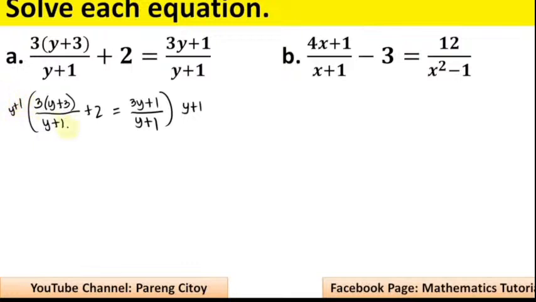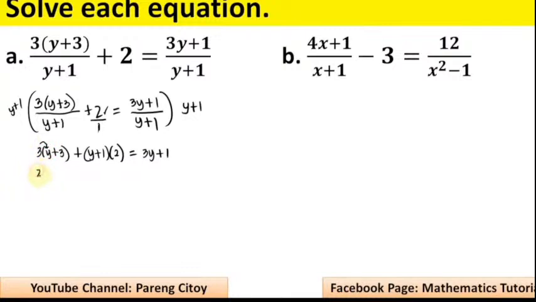Y plus 1. So understood na may 1 dito yung 2. Yung denominator niya is 1. So y plus 1 divide y plus 1, so that is 1. So times the numerator, so that is 3 times y plus 3 plus y plus 1 divide 1, so that is y plus 1 times the numerator, that is 2, equals y plus 1 divide y plus 1, so eliminate na yan, or that is equivalent to 1, times the numerator, that is 3y plus 1.